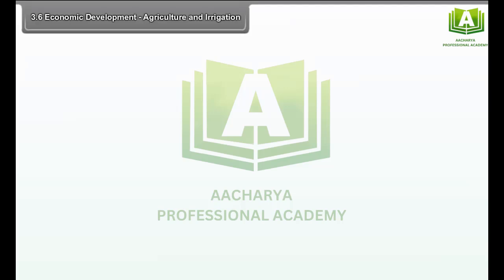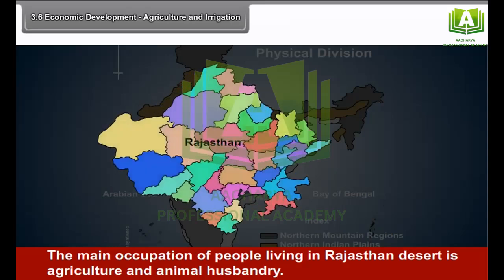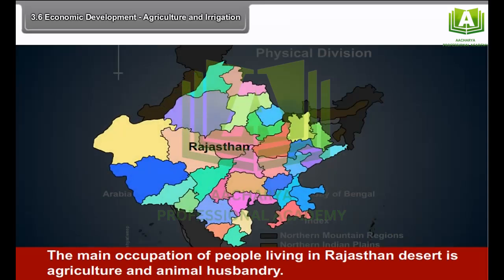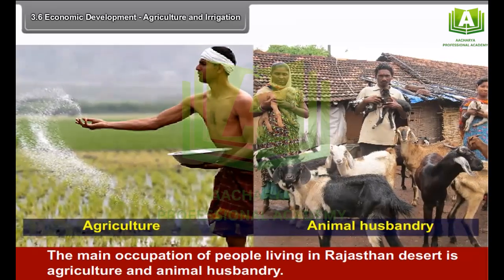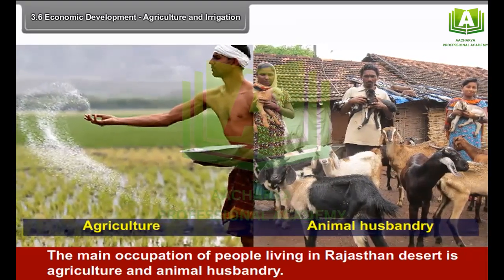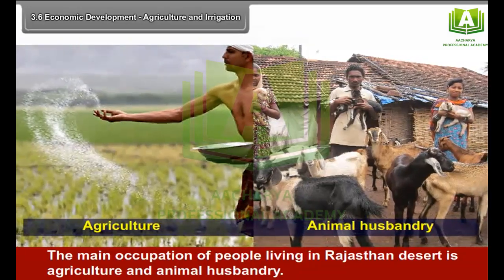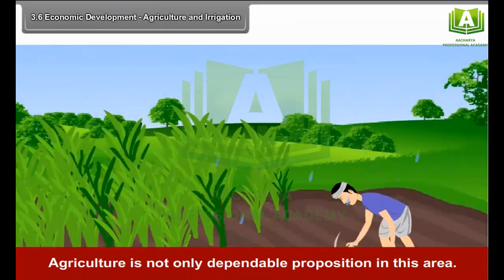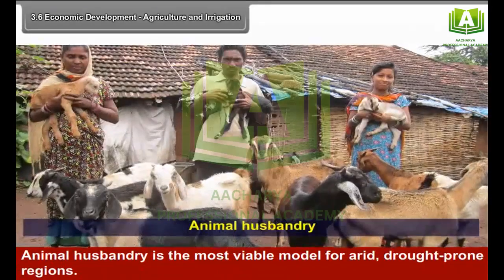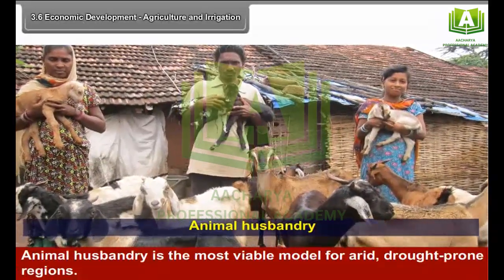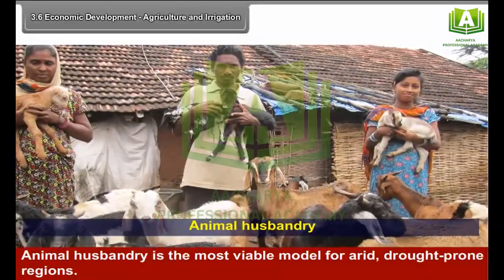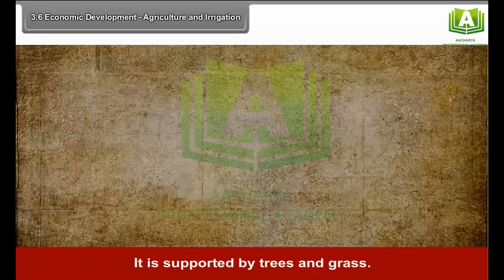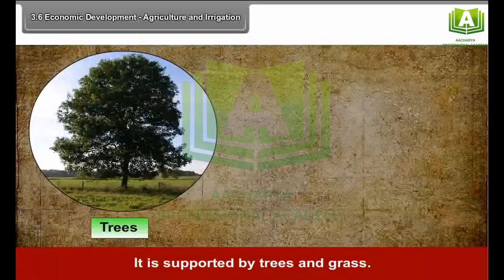3.6 Economic Development. Agriculture and irrigation. The main occupation of people living in Rajasthan desert is agriculture and animal husbandry. Agriculture is not the only dependable proposition in this area. Animal husbandry is the most viable model for arid, drought-prone regions. It is supported by trees and grass.